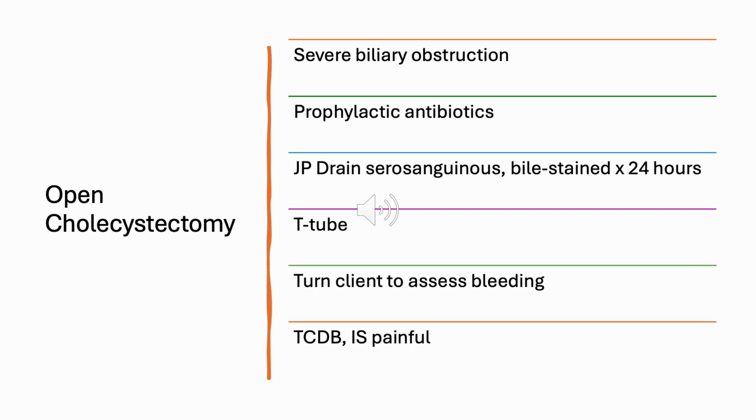The dressing is going to be on the right upper quadrant. And so when you're checking your patient for bleeding, don't just check the dressing. Make sure you're turning patients over to the side because blood can drip down the side of the dressing on the patient's side and you won't even notice it. And they could be laying in a pool of blood. So make sure you always turn patients to assess for bleeding after surgery. And make sure they're medicated because they definitely do not like coughing and deep breathing because the incision is in the right upper quadrant.